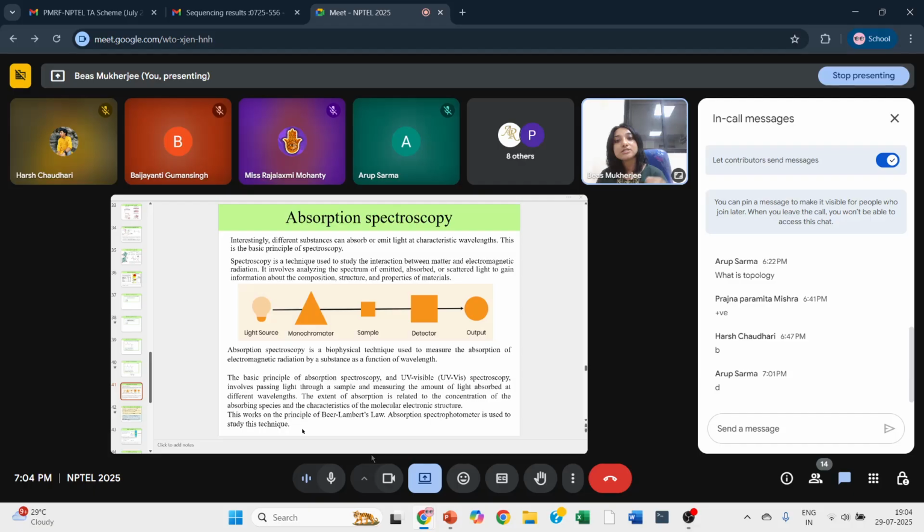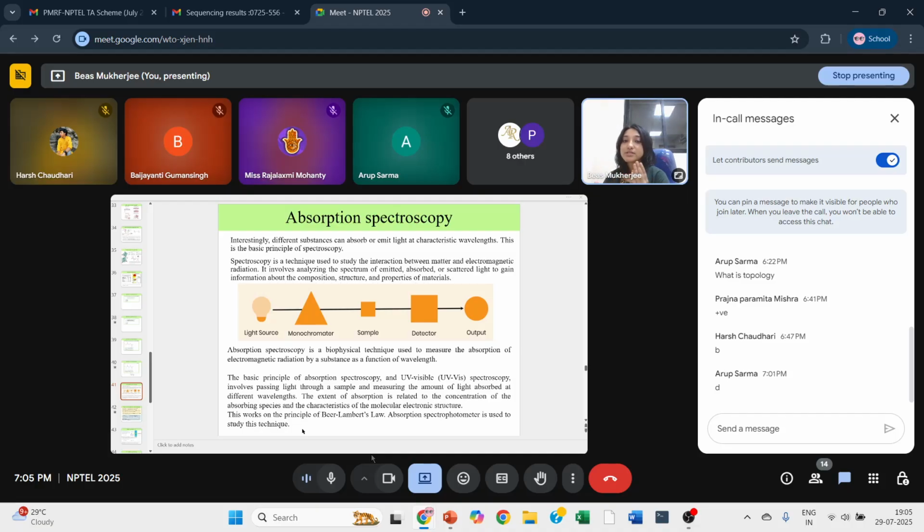It involves analyzing the spectra of the emitted, absorbed or scattered light to gain information about the composition, structure and properties of the materials. So a light source gives out light of different wavelengths. This passes through a monochromator. The monochromator is like a window which allows light of only one particular wavelength to pass through. Let's say yellow light or blue light. Then it reaches the sample, and the sample gives out, let's say, light of a different wavelength. Then that is detected by the detector, and we analyze that and get information about the sample.